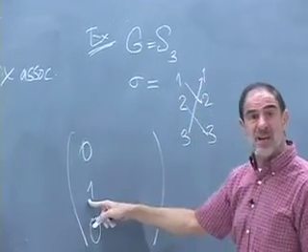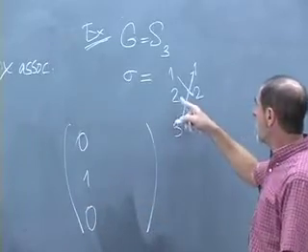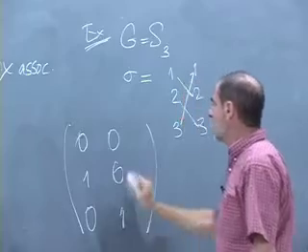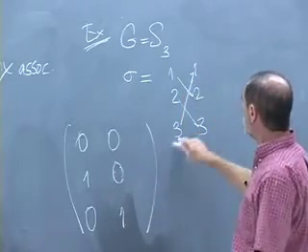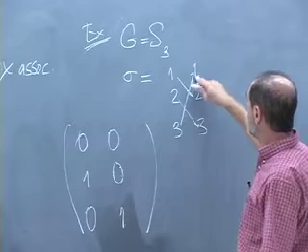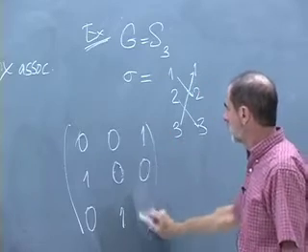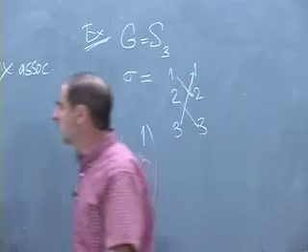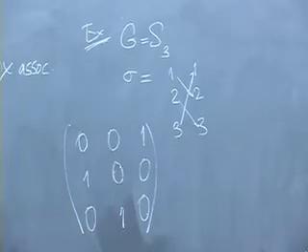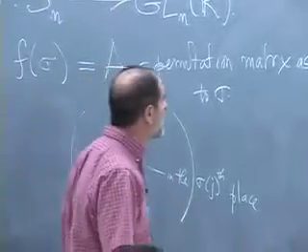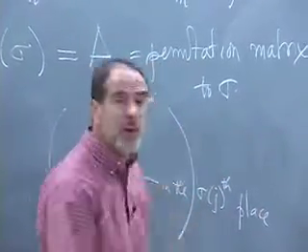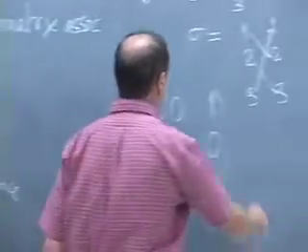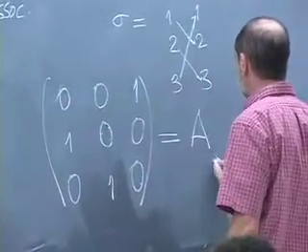1 occurs in the second place. In the second column, you see where it takes 2. It takes 2 to 3. So you put a 1 in the third place. And in the third column, you see where it takes 3. It takes it to 1, so it looks like this. So not only does every column have just 1 in it and rest zeros, every row has just a 1 in it and the rest zeros, because it has to go to somewhere. And it's a permutation. So this would be the matrix A sigma.